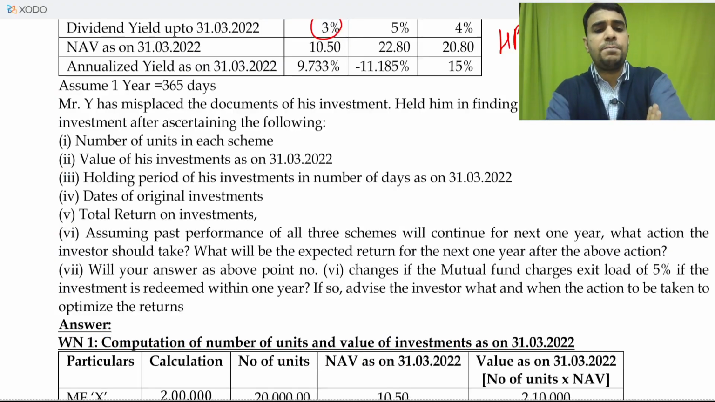Assume past performance of all three schemes will continue for the next 1 year. What action should the investor take? What will be the expected return for the next 1 year after the above action? You can just listen to it, no need to write it. The answer is there because it will need certain points to be mentioned. Those points will be there in the solution.